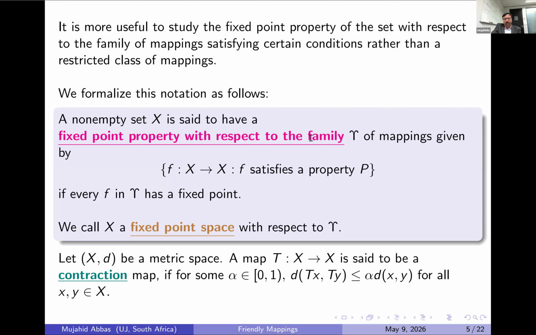This is a very basic definition. We have a metric space, and you have a mapping. It is said to be a contraction if the distance between Tx and Ty is less than or equal to some alpha multiplied by the distance between x and y, where this alpha comes from [0, 1).